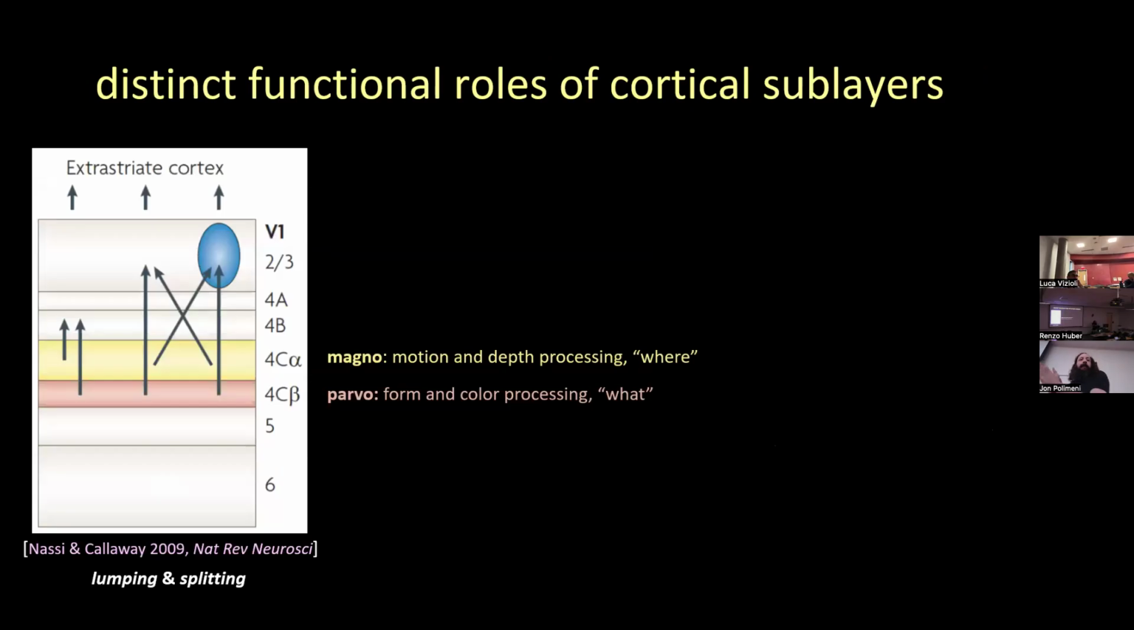Okay, so let me talk a little bit about the functional roles of the cortical layers and sublayers. And here you can see some examples of lumping and splitting of these cortical layers. So for example, layer 4 can actually be subdivided into sublayers and sub-sublayers, and we know some of these sublayers have really distinct roles. For example, layer 4C alpha is on the magnocellular pathway, responsible for motion and depth processing, part of the WHERE pathway. Layer 4C beta is part of the parvocellular pathway, which is responsible for processing form and color, part of the WHAT pathway.